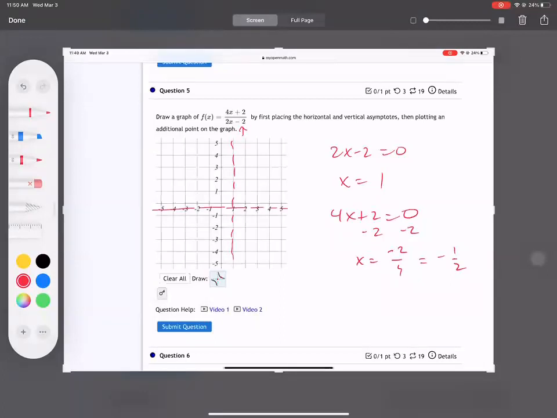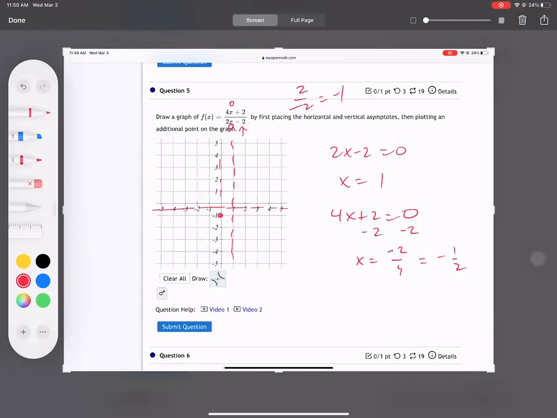Now for this problem, they also want you to plot an actual point. Because now that we have the horizontal asymptote and vertical asymptote, we don't know, is the graph up here, down here, this way, or this way? We don't know. So we're going to pick a point. In this case, let's pick 0. See how 0 is a nice point always to graph, if possible. Let's plug in 0. If I plug in 0, we end up with 2 over negative 2, which is negative 1. So for sure, my graph is here at negative 1.